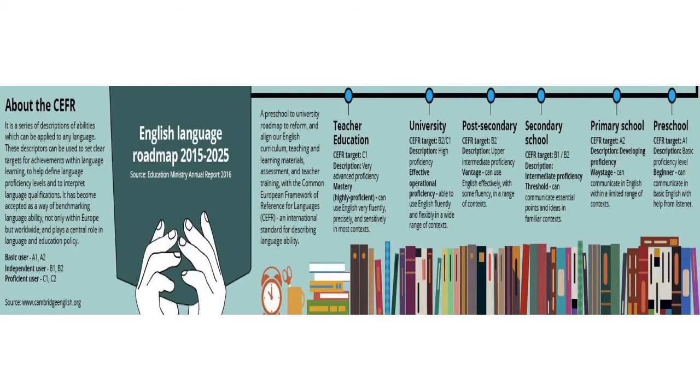Secondary school level, the target is B1 or B2. Primary school level, the target is A2. And the preschool level, the target is A1.